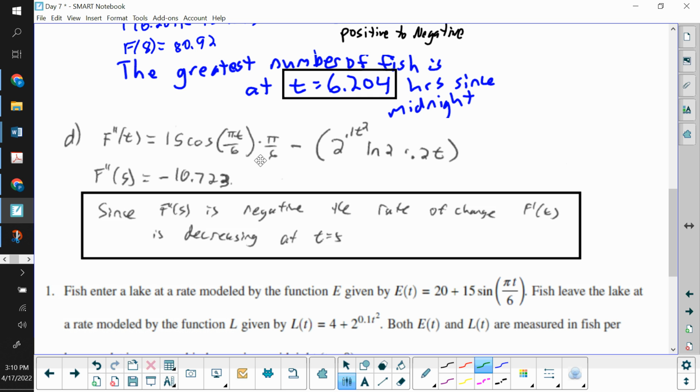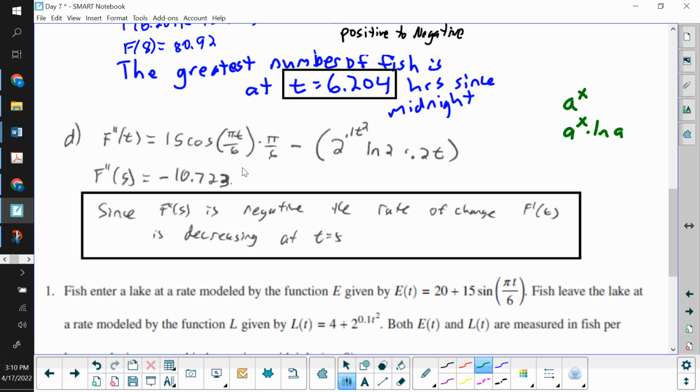So here's the derivative of your entering to start out, minus the derivative of your leaving. Remember, if you have a to the x, its derivative is a to the x times natural log of a. So we have 2 to the 0.1 t squared, that's our a to the x, times natural log of 2, because that was the base. But because we didn't have just x in the exponent, we had to do a chain rule. The derivative of 0.1 t squared is just 0.2 t. And then from here, we're just plugging in 5.